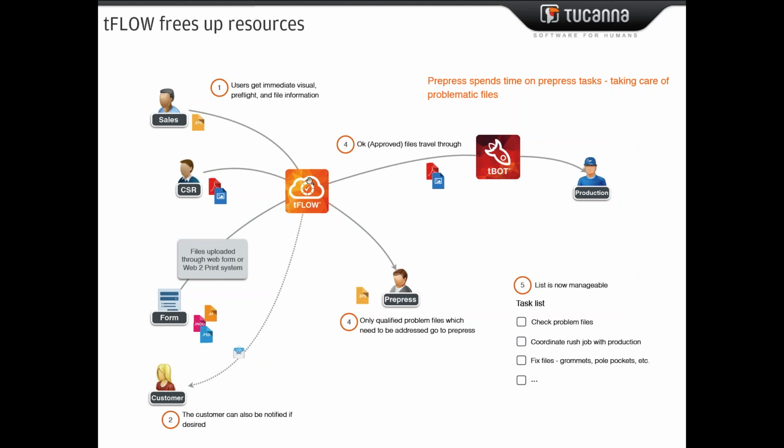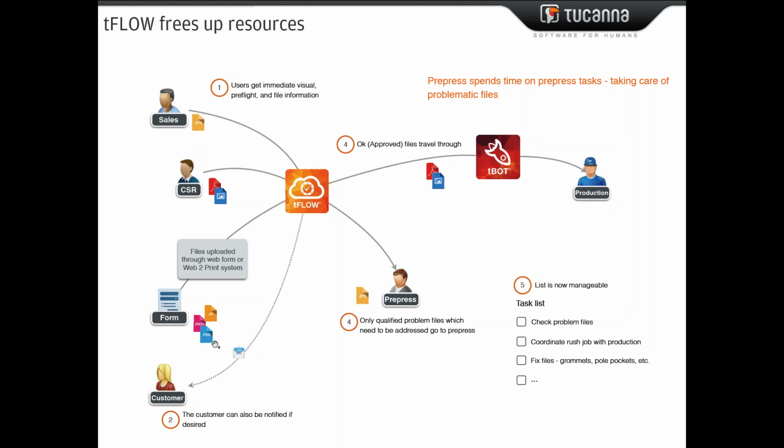So what this is doing is it's providing immediate feedback and turnaround time for everything. And then secondly, a certain amount of jobs will be able to go through automatically. And third, it is also decreasing the amount of back and forth in terms of communication that prepress needs to have with the rest of the department, because everybody can check for themselves their own statuses.